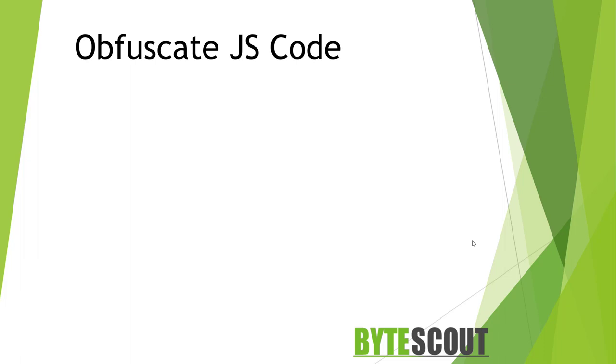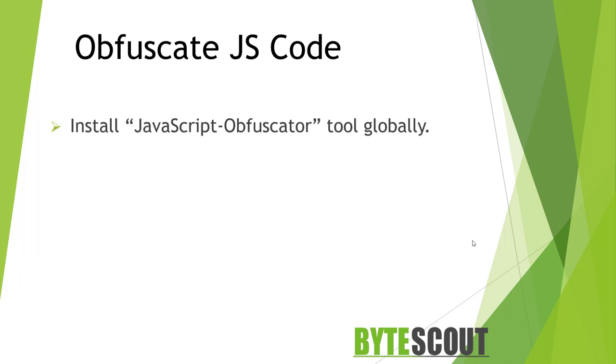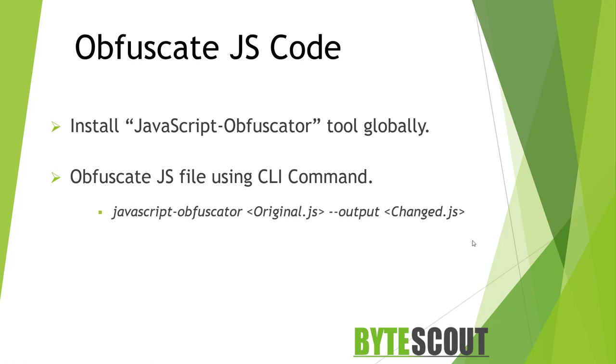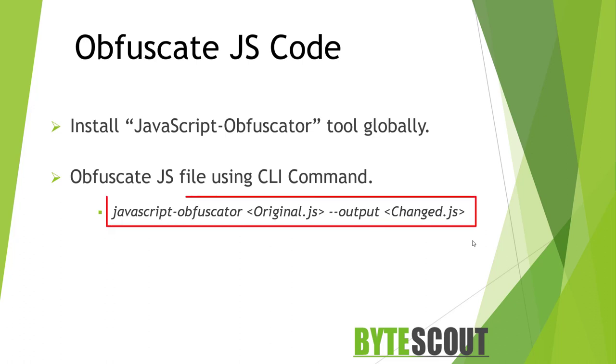In the previous video, we performed the demo of how we can obfuscate the JS file using the JavaScript Obfuscator tool. Now, in this video, we will install the JavaScript Obfuscator tool globally on my machine, and then we will obfuscate the JS file using the command line option which this tool provides. To obfuscate the JS file, we are going to use this command. So now let's perform this demo right away.